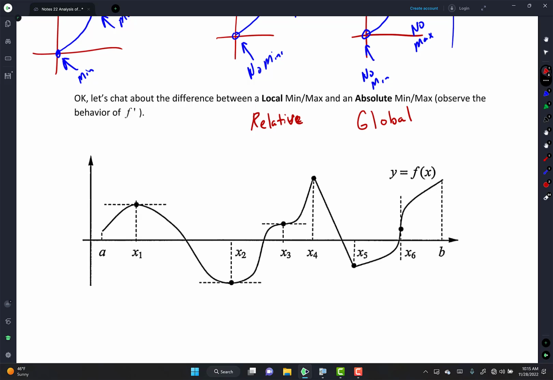Absolute is the same as global. Absolute means there is no other point bigger than that. Does that make sense? So if I tell you this is the absolute max, that means this is the max of all maxes. There is no other point bigger than that. If I tell you this is an absolute min, that means this is the min of all mins. There is no other point below that. Does that make sense?